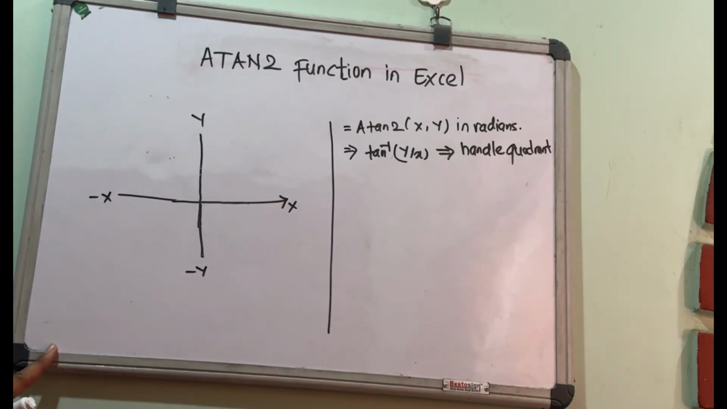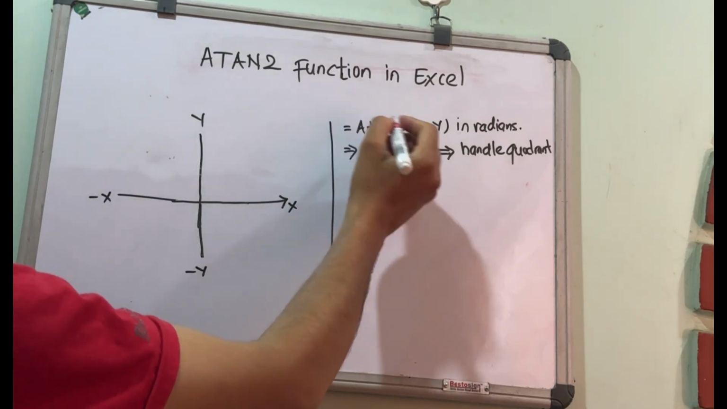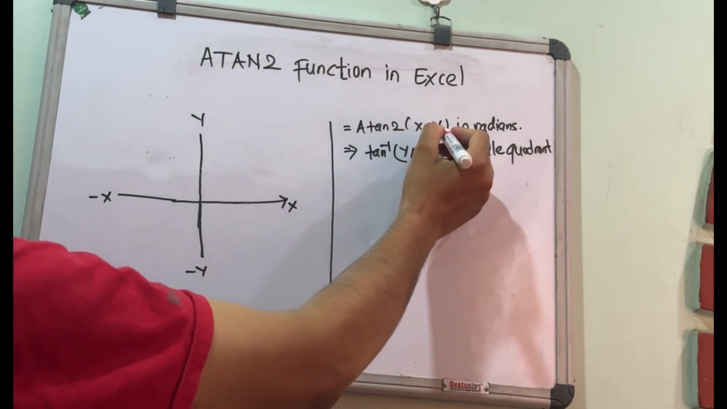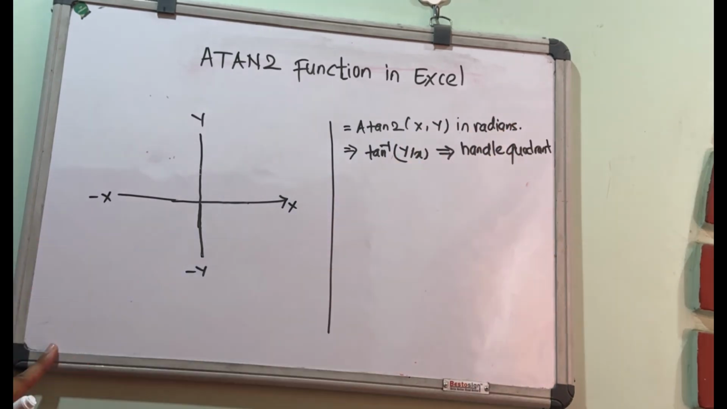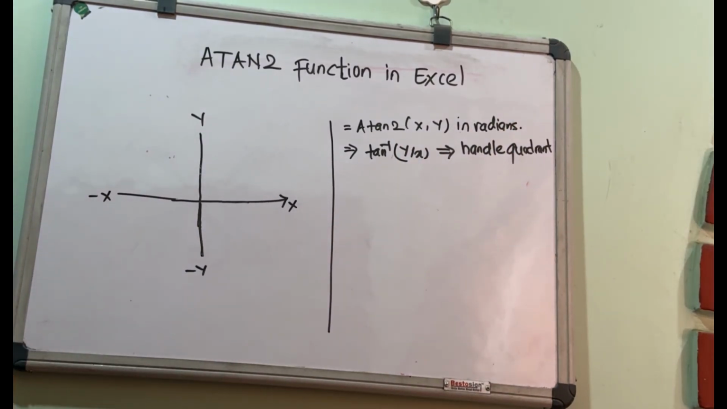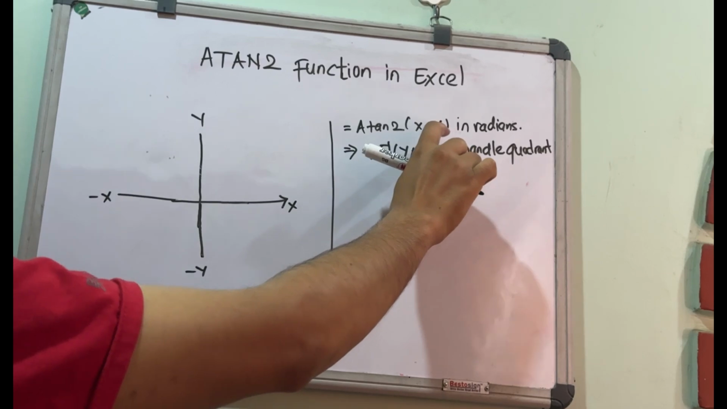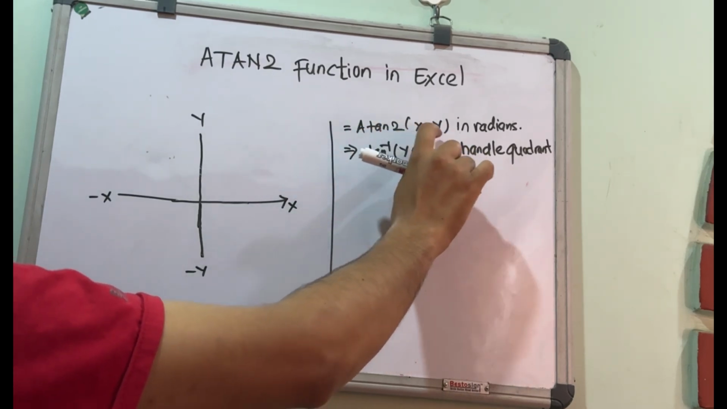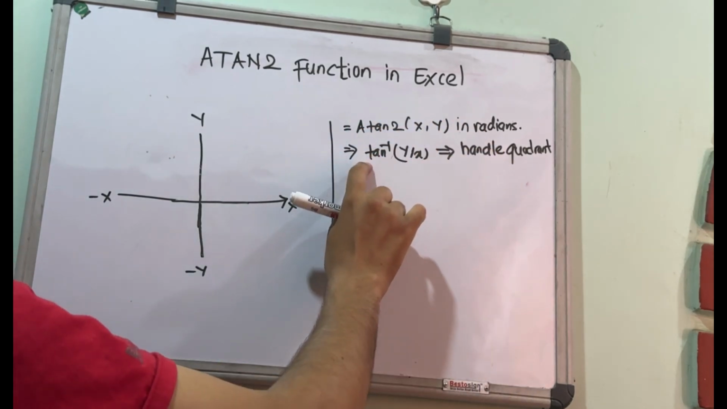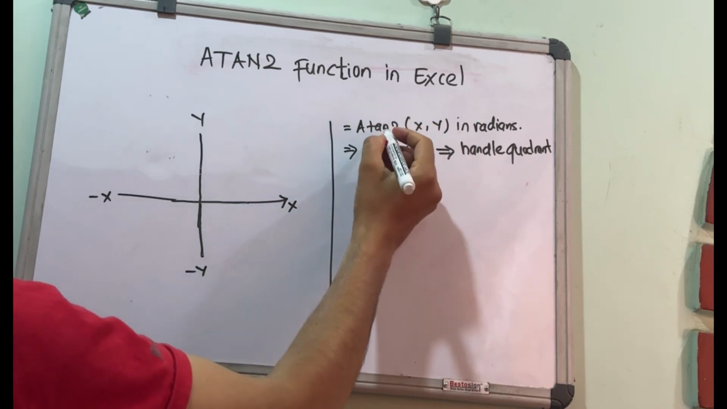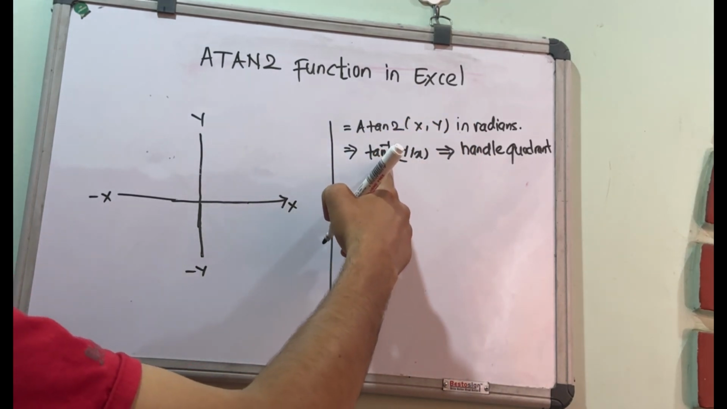At first, the syntax of the ATAN2 function in Excel is ATAN2(x_number, y_number), and the result will be in radians. So Excel automatically gives the value in radians. If you type this in Excel, the result will be in radians. And what is ATAN2? ATAN2 is nothing but the arctangent, or tan inverse.